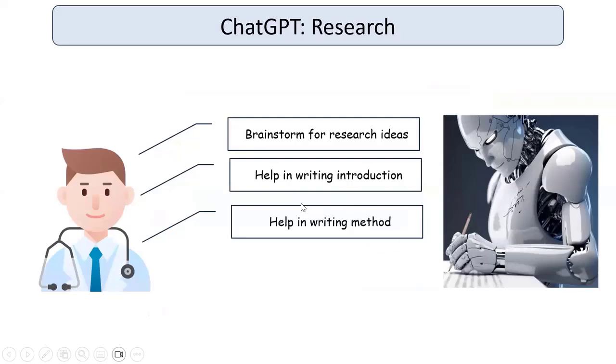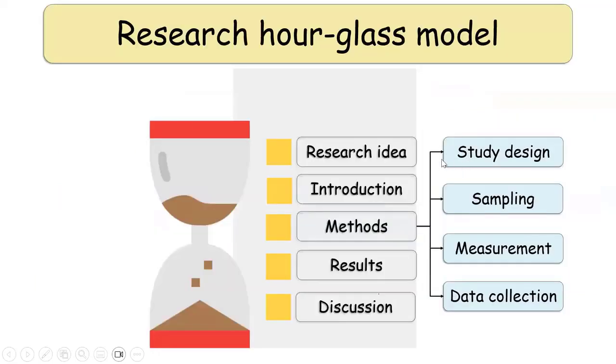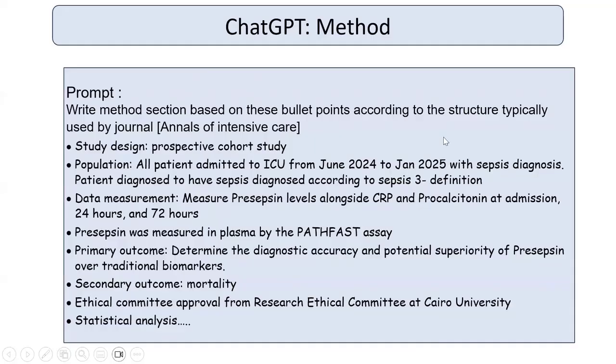The second thing, I need ChatGPT to help me in writing the method. The method needs to have these components: the study design, the sampling or population, the measurement, and the data collection. So I start by putting the prompt: write the method section based on these bullet points according to the structure typically used by journals.